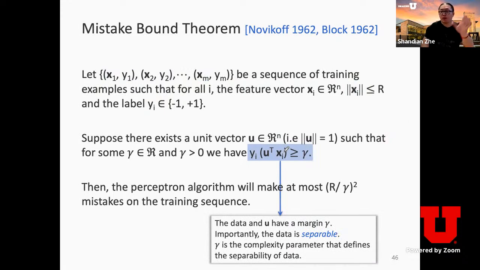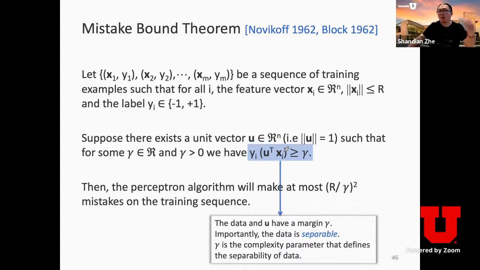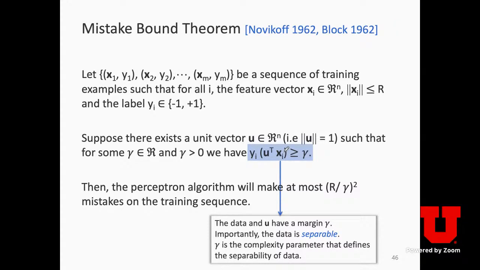By the way, any other questions on understanding the statement of the theorem? Because next we're going to show how we prove this theorem. Yeah, I have one quick question. So we're saying the perceptron algorithm will make at most R divided by gamma squared mistakes. Does that mean it's going to have that many updates? No, it's just the upper bound. This is actually a very loose upper bound. Okay, that makes sense. Thanks.